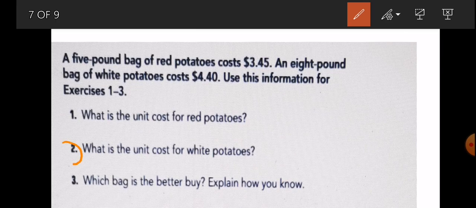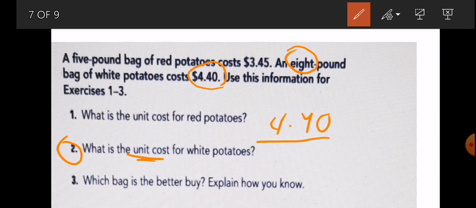Question number 2. What is the unit cost for white potatoes? Okay, I will go to the white potatoes. How many did we buy from it? 8. This is the number of items. Then the cost, 4.40. How to get the unit cost? Yes, the total cost, 4.40, divided by the number of items. Divide by 8.